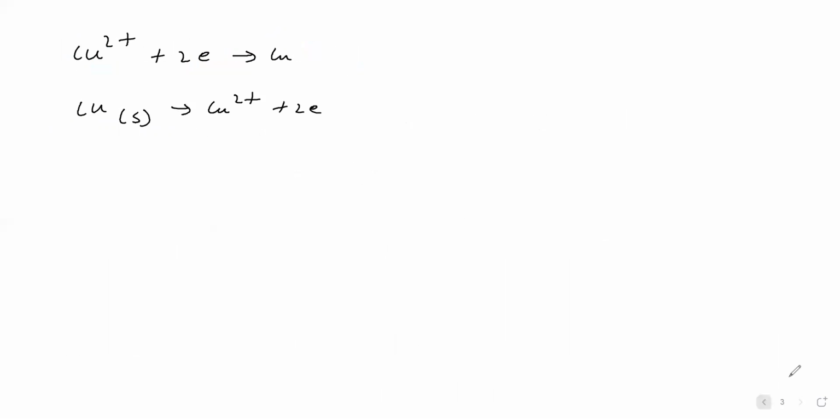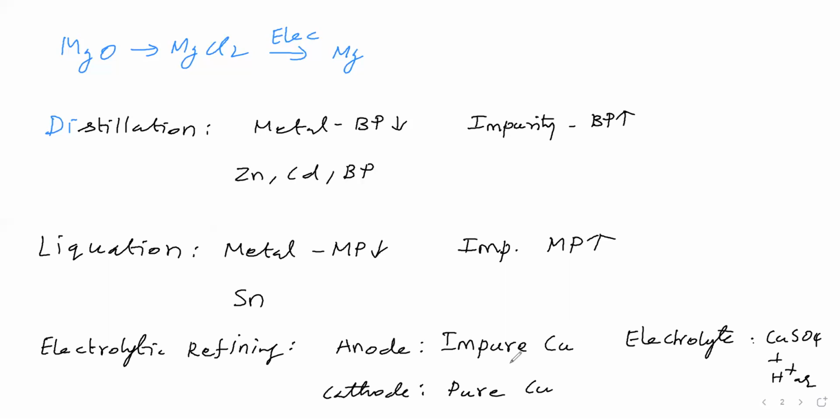So this is how electrolytic refining takes place. Copper undergoes oxidation at the anode and goes into the electrolyte as copper ion. From the electrolyte, copper ion goes to the cathode and becomes copper. Therefore the anode is dissolving, and the cathode's size is increasing. In this way, we can purify. This method is called electrolytic refining.